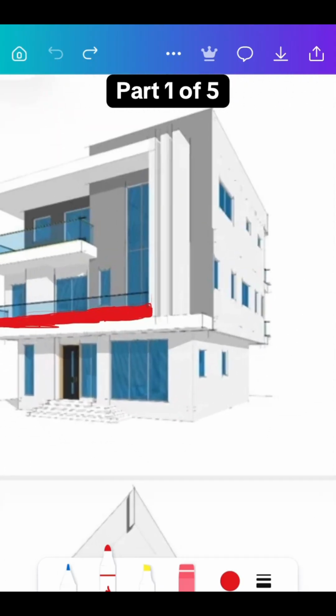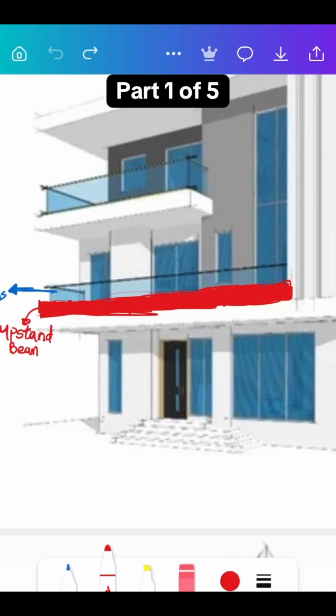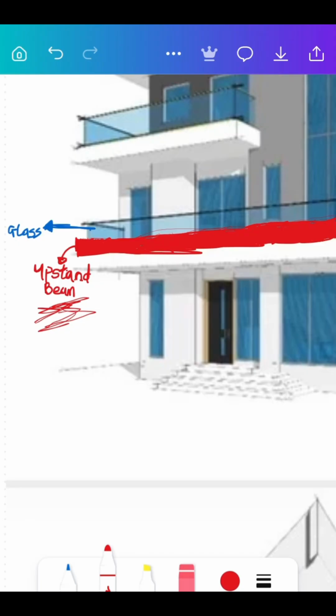So this is what the building looks like. This is the front view of the building. Now you can see this red area that I labeled here. This is the upstand beam. Upstand beams are beams that protrude upward, and people use them in bathrooms and also on balconies. Now the purpose of this upstand beam is to hold the glass.